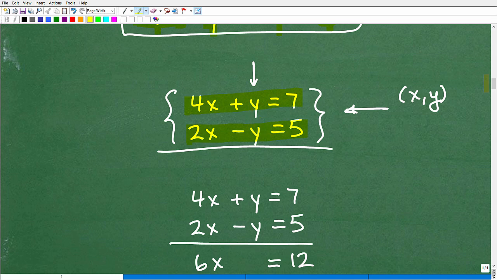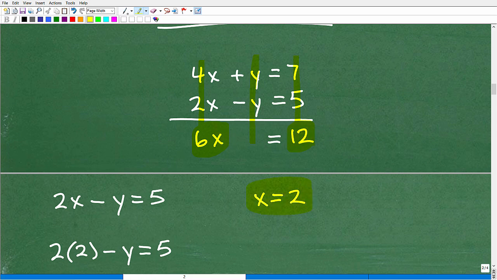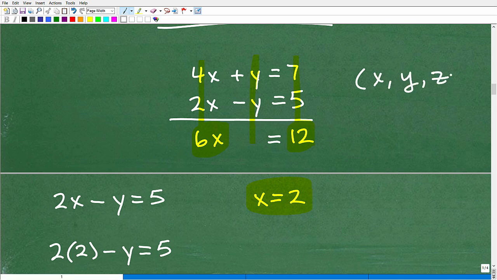The y's will go away. So let's go ahead and do that now. I'm going to add down. The y's go away. I'm left with 6x is equal to 12. Divide both sides of the equation by 6. I get x is equal to 2. Awesome.